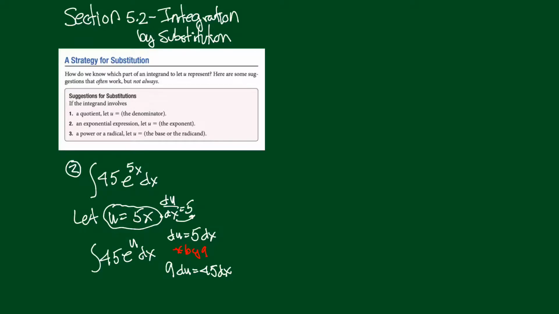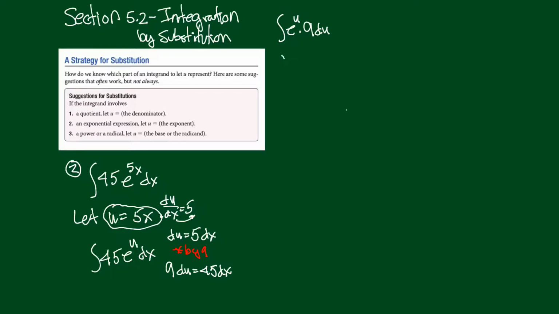Now look what we have. This 45 dx that I needed here, 45 dx, that's 9 du. So now I'll make that substitution. I've got e to the u already, so I'm going to write that. So I'll do it up here. So I'm going to have e to the u, and then what's left? What's left is that 45 dx, but that 45 dx is 9 du. So this is just times 9 du.